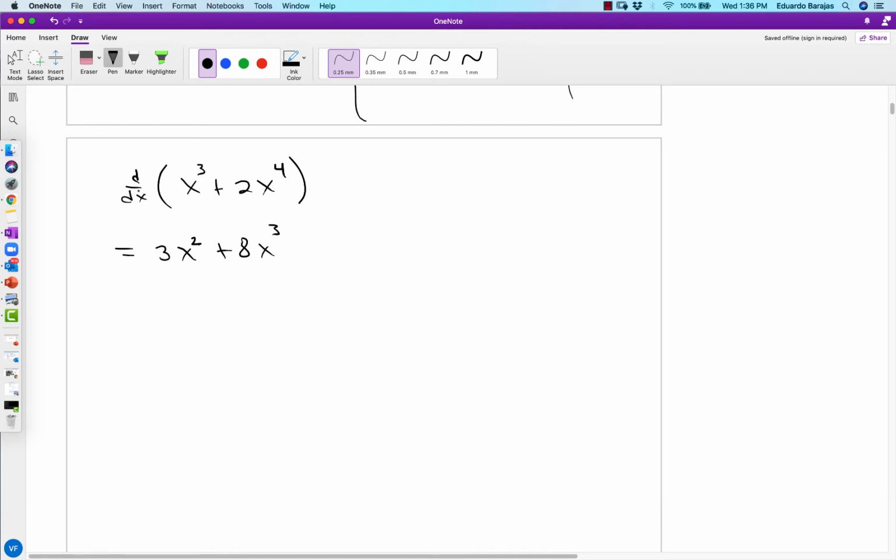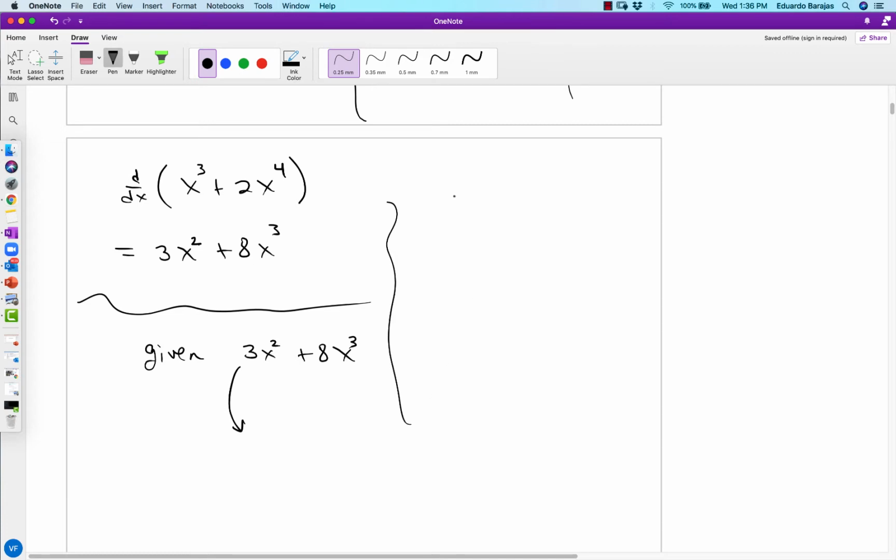So now that we've taken the derivative, we want to learn how to go backwards. How do we undo this process? So we're going to start off with something that looks like this. So given 3x squared plus 8x cubed, we want to be able to go backwards so that our answer will be something that fits this form, right? So how to undo the derivative.